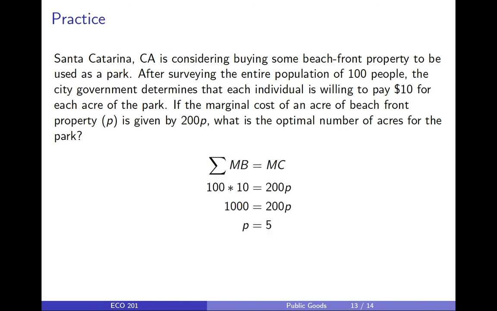Again, we can use our formula. We have 100 residents who are willing to pay $10 each, so our total marginal benefit is $1,000. Our marginal cost is 200P, so after solving for P, the optimal size of the park is 5 acres.